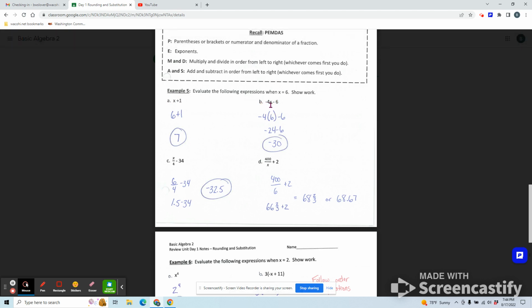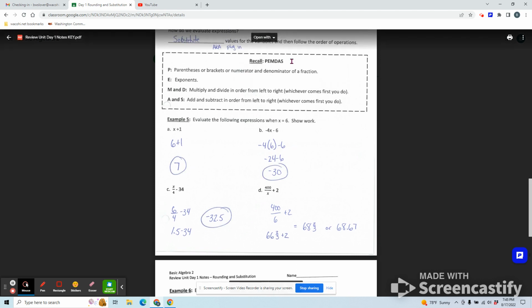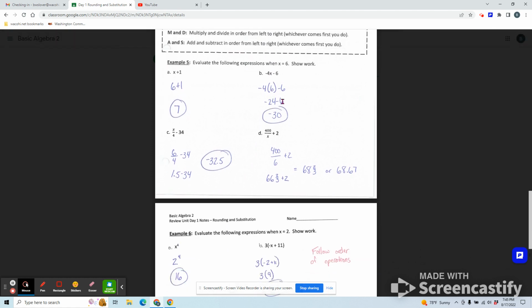There's X again over here. It says negative 4X. That's negative 4 times X. So X is 6. I'm plugging it in. Negative 4 times 6 minus 6. I follow my order of operations just like it says up here. PEMDAS, here's your order of operations. Refer to that if you need to. So negative 24 minus 6 becomes negative 30.